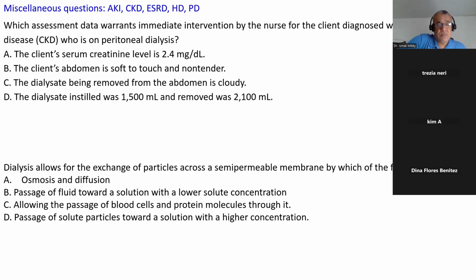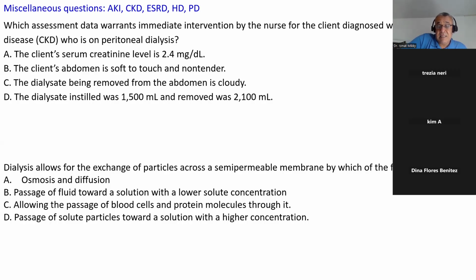Which assessment data warrants immediate intervention by the nurse for the client diagnosed with chronic kidney disease who is on peritoneal dialysis? This is peritoneal dialysis. This is a catheter coming from the abdomen and peritoneum, and we have dialysate or the effluent. So dialysate comes in, flows into, and stays in the abdomen, so we have inflow, dwell, and then outflow or drain. So the drain came out, which is dialysate, and when we drained it, it came out cloudy.